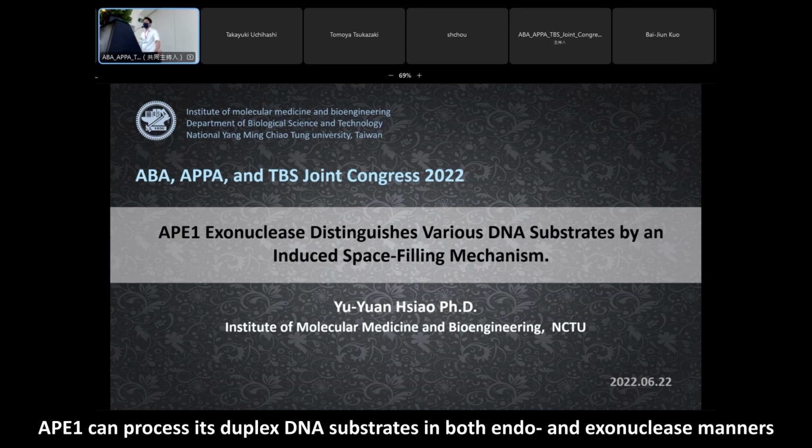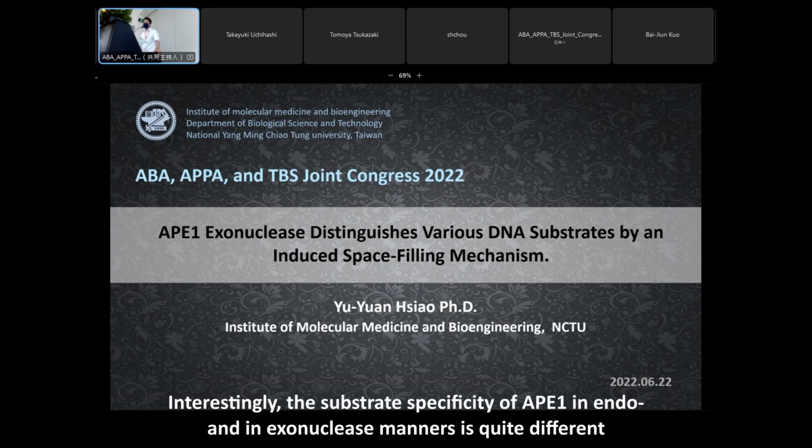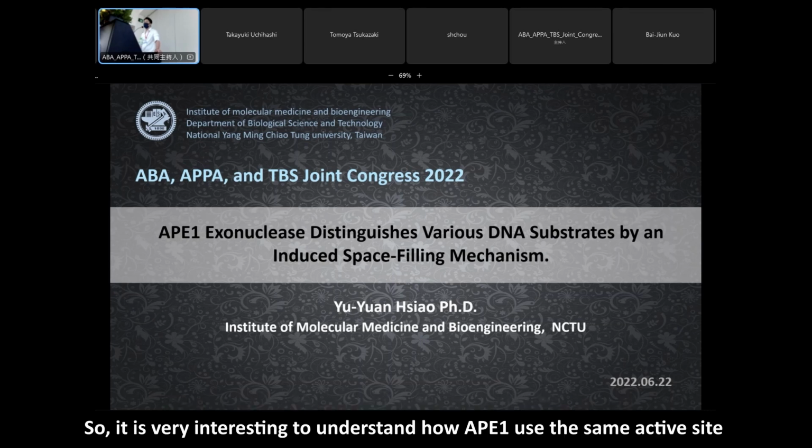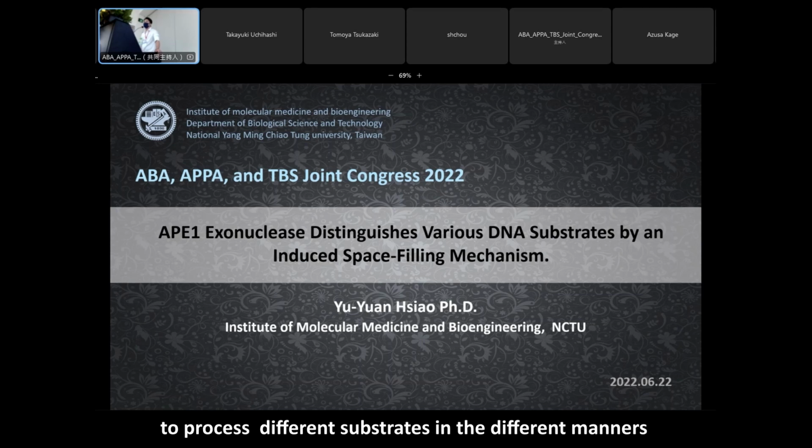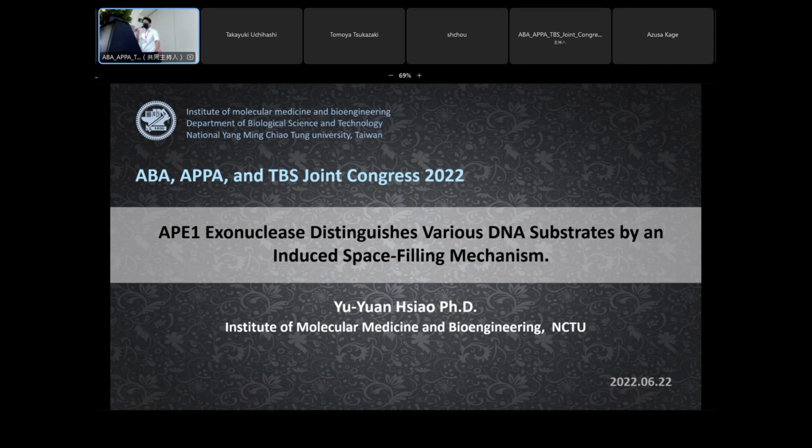APE1 can process its duplex DNA substrate in both endo and exonuclease modes. Interestingly, the substrate specificity of APE1 in endo and in exonuclease modes is quite different. So it is very interesting to understand how APE1 uses the same active site to process different substrates in the different modes with different substrate specificity.